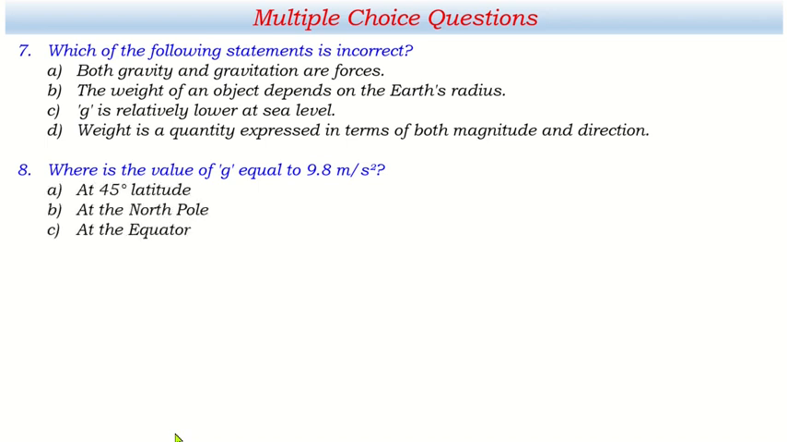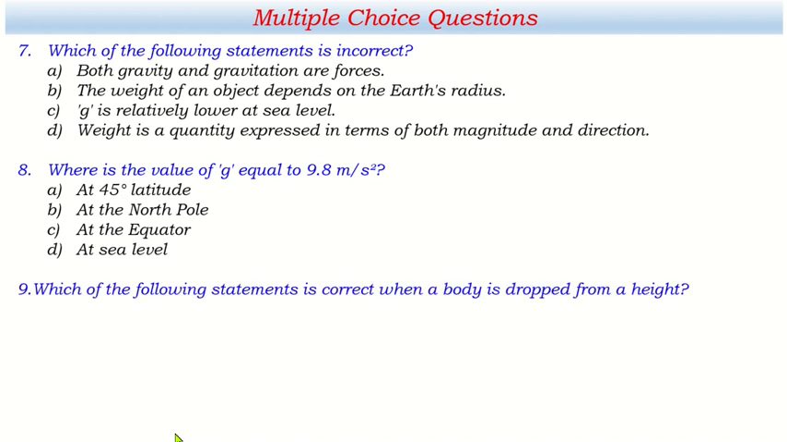This is the question. These are the options. Okay. 9. Which of the following statements is correct when a body is dropped from a height? These are the options. These are the equations and we have to select the correct one. Okay. Let's have question number 7.